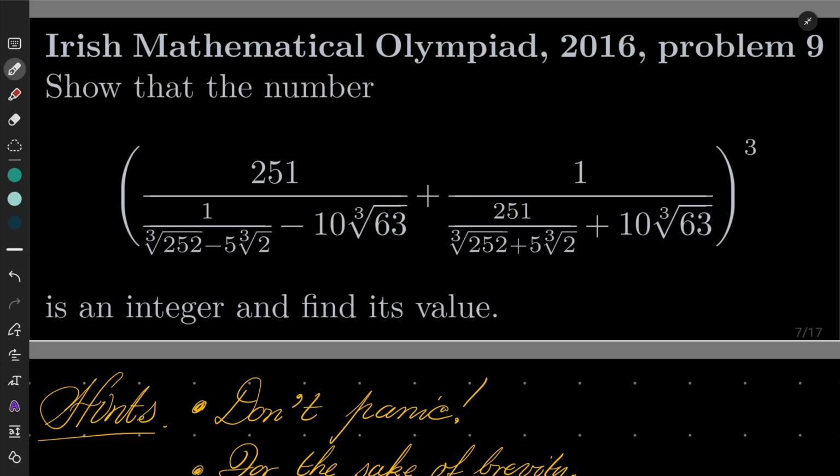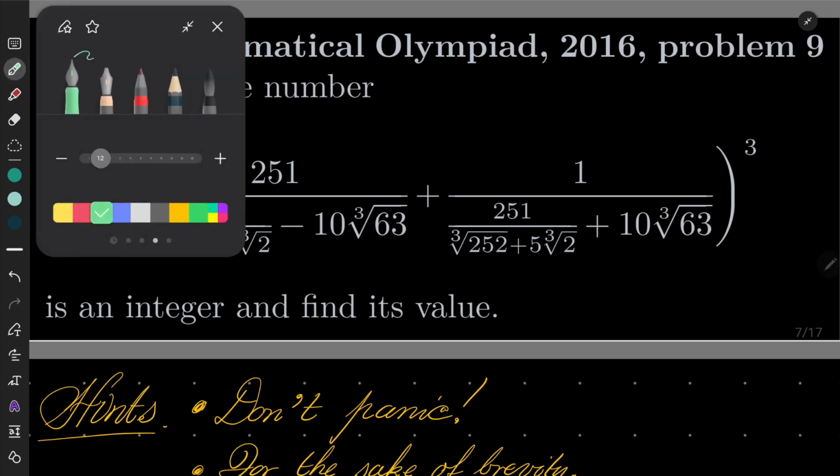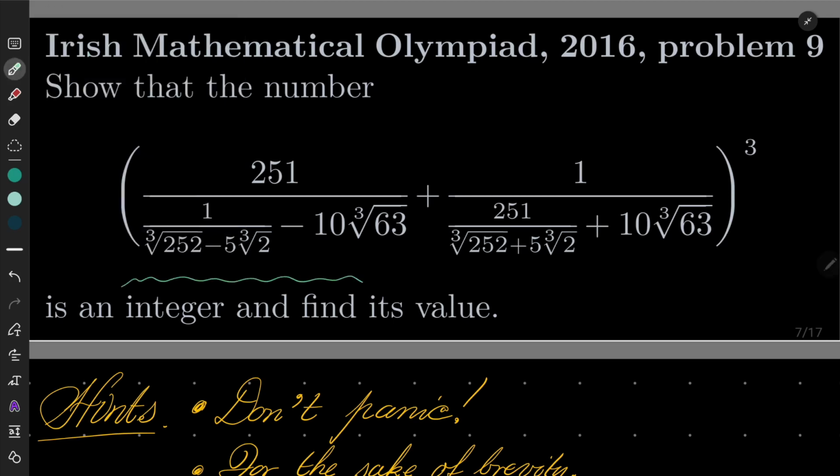Hello friends, in this video I'd like to solve the following crazy looking problem from the Irish Mathematical Olympiad 2016, problem number 9. We wish to show that this number, which I don't even try to read out loud, is in fact an integer, and you find its value. So first of all, my hints for this problem.